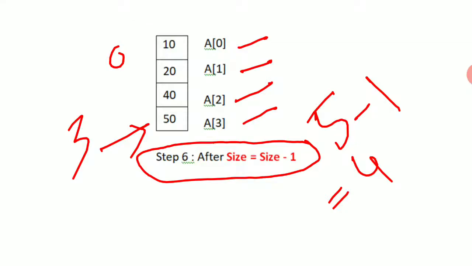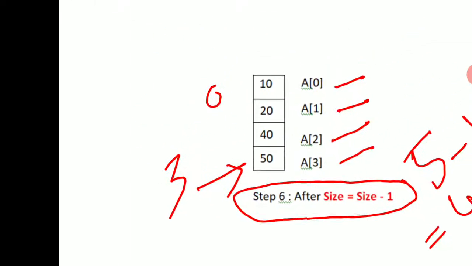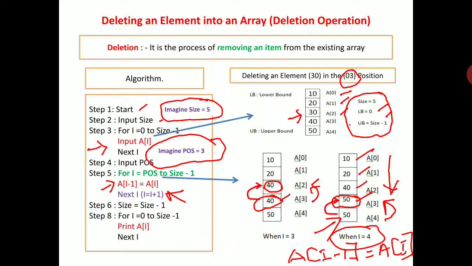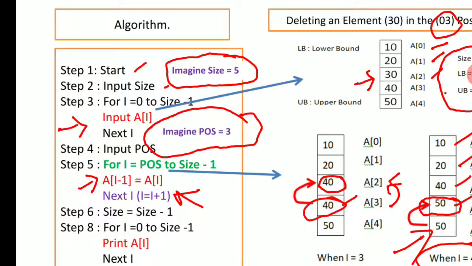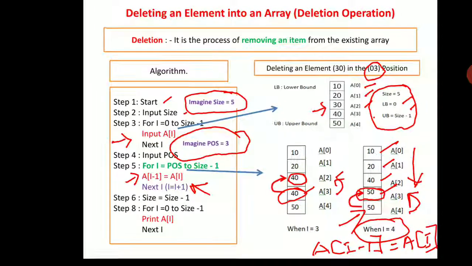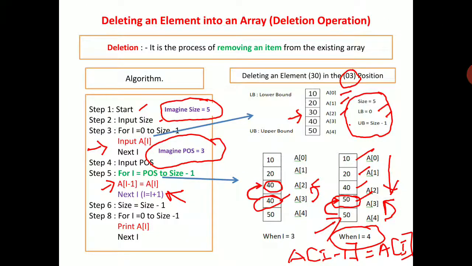Then after that, what step are we having? We will see in the previous step what we are having. This is step 6, and the step 7, sorry, this is given here as step 8, but actually it has to be step 7. In step 7, we can see for I equal to size minus 1, we are going to print the entire array. Okay. Thank you. In the next class, we are going to discuss searching an element.